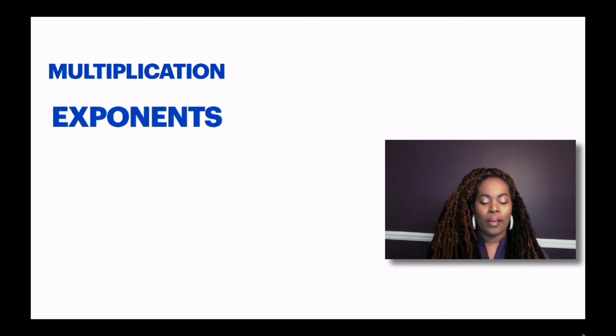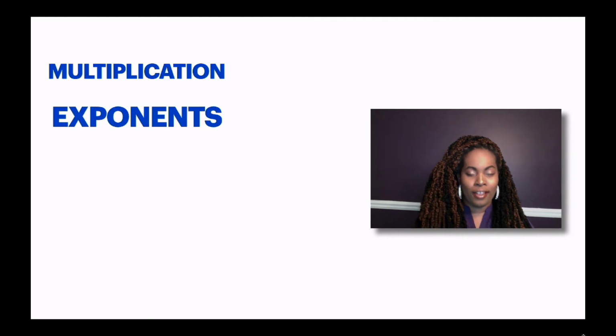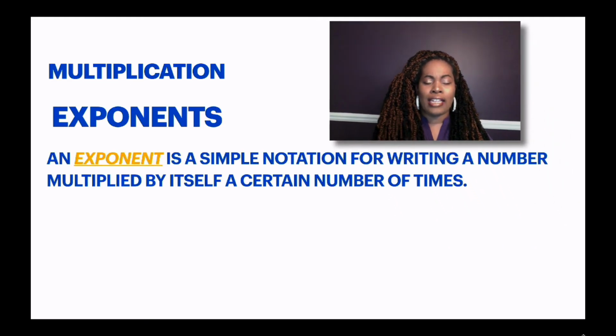We're going to talk about something else that's very special, a very special way that we can multiply. And it's called exponents. And we think this is pretty cool, okay? So here's an example and a definition of what an exponent is. An exponent is a simple notation for writing a number multiplied by itself a certain number of times.